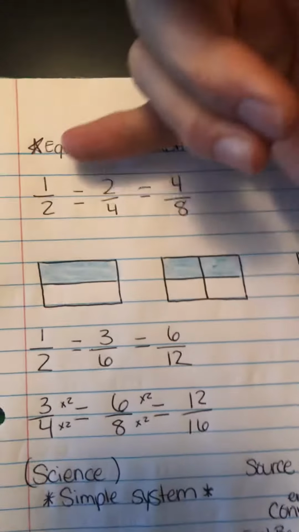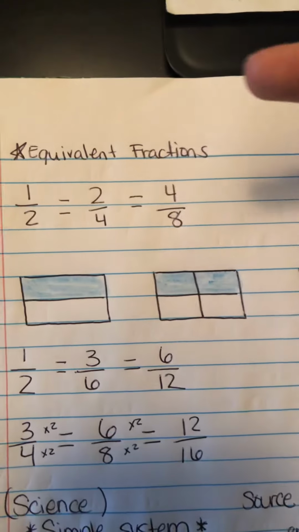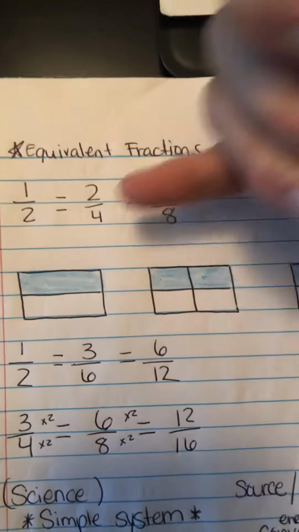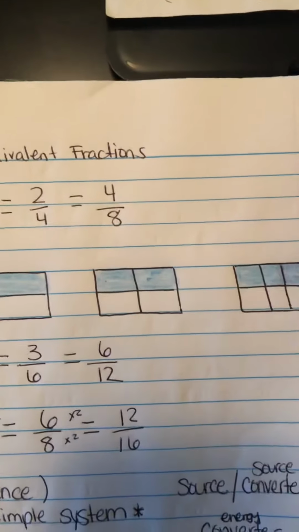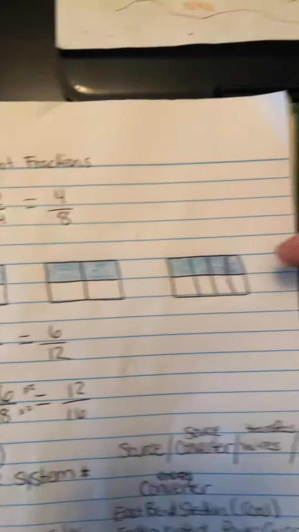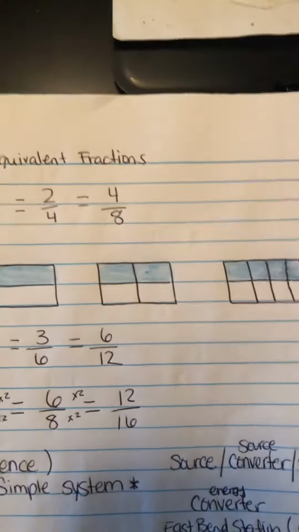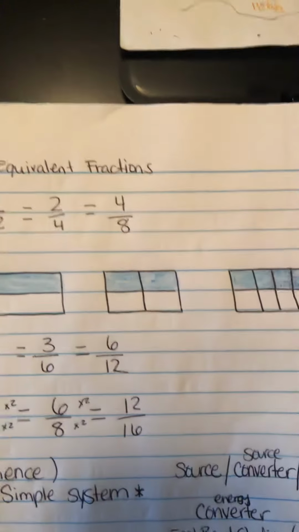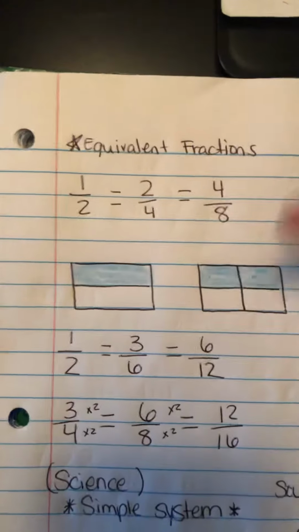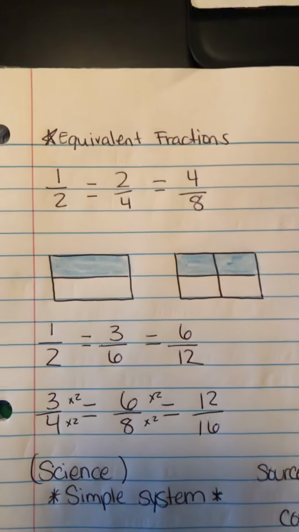And so I did some examples up here at the top where I took equivalent fractions. You have like 1/2 is the same as 2/4 is the same as 4/8. So this is a half, this is 2 out of 4, this is 4 out of 8. But again, noticing what's shaded in tells you it's still the same amount. You're still equivalent. And then another example, I did 1/2, 3/6, and 6/12.